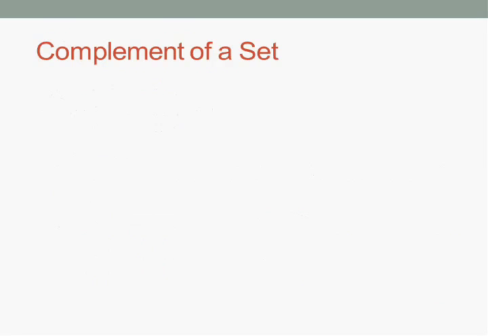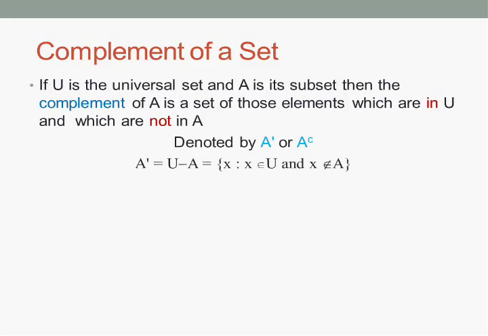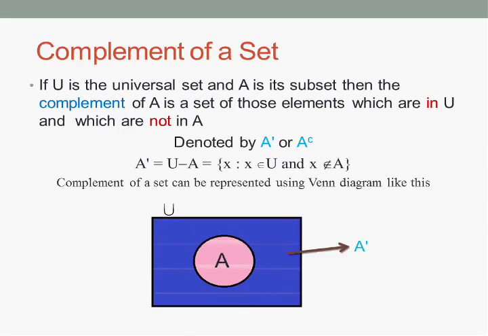Now let us move on to complement of a set. If U is the universal set and A is its subset, then the complement of A is a set of those elements which are in U and which are not in A. It is simply denoted by A prime or A with a superscript C. So A complement equals universal set minus set A, which is written as the set of all x such that x belongs to U and x doesn't belong to A. Complement of a set can be represented using a Venn diagram like this.